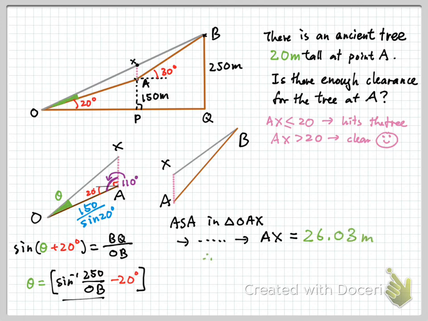So the tree can be kept. You don't have to cut down the tree. It is high enough to clear the tree. Alternatively, you may want to do it in the other triangle. If you have the time, you can try how you can do it in triangle AXB. So this is pretty much about angles of elevation and depression.